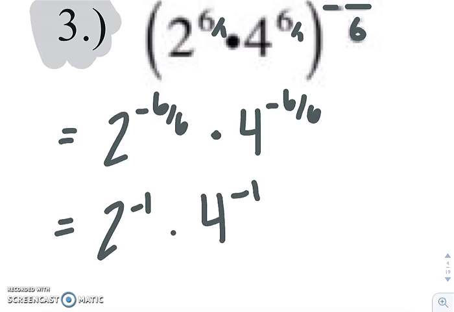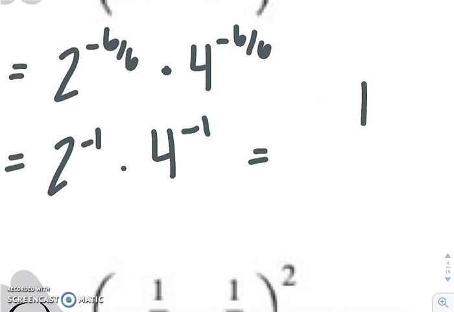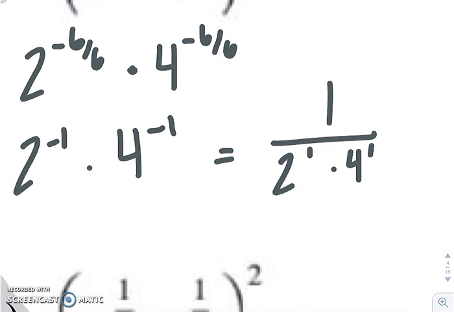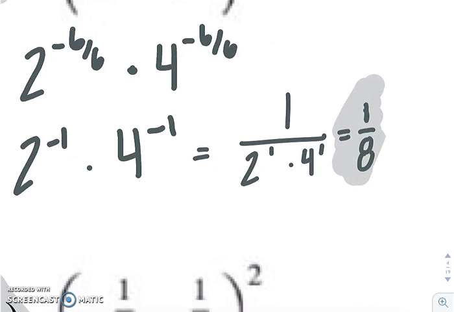But you can't have negative exponents, so we're going to actually move both of them to the bottom of the fraction and make this 2 to the first times 4 to the first on the bottom. So 2 times 4 on the bottom will be 1/8. So again, it's tricky because you have to know fractions and your exponent rules.